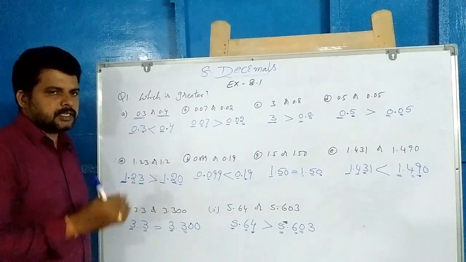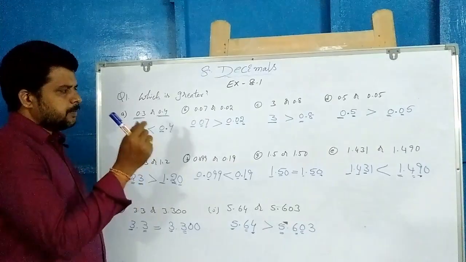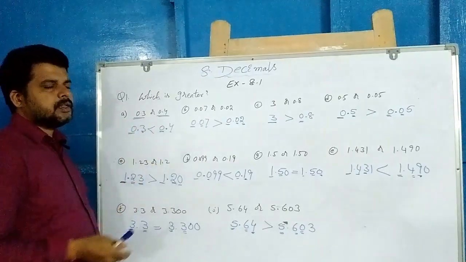So which is greater? Given these sums, first check the whole number part. If the whole number part is equal, then check the decimal part. In the decimal part, whichever is the bigger one, that number is also the bigger one.